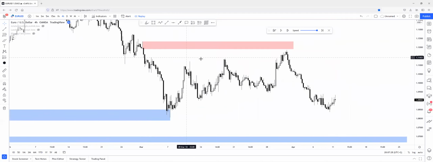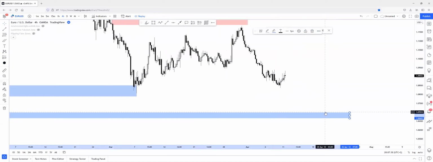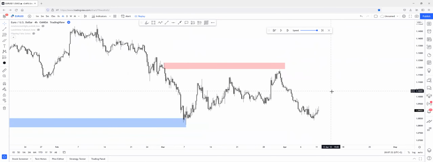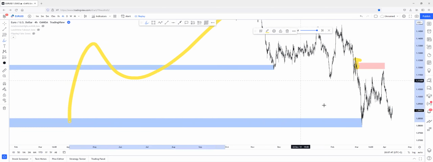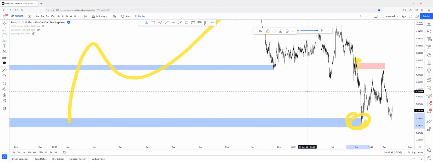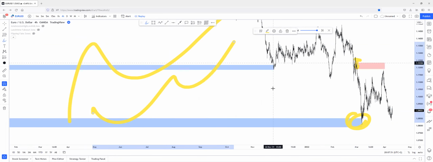So I'll just begin the 4-hour analysis. Let me just remove this demand zone from down here. And I always keep these zones on my chart, the demand zone and the supply zone, because these are the two major zones for us, and every single movement is happening between these zones. This demand zone was the origin of the whole bullish order flow to the upside.